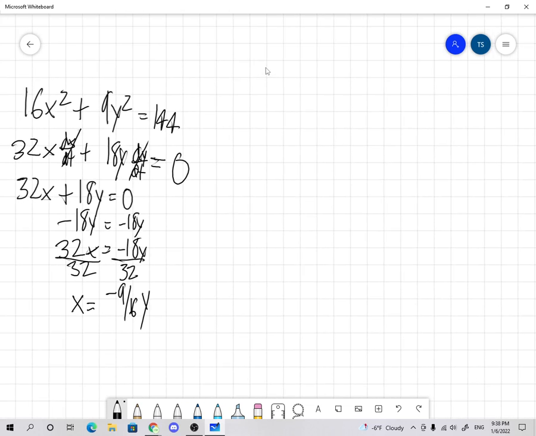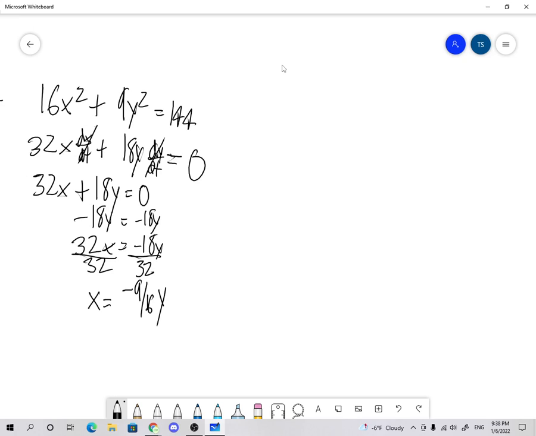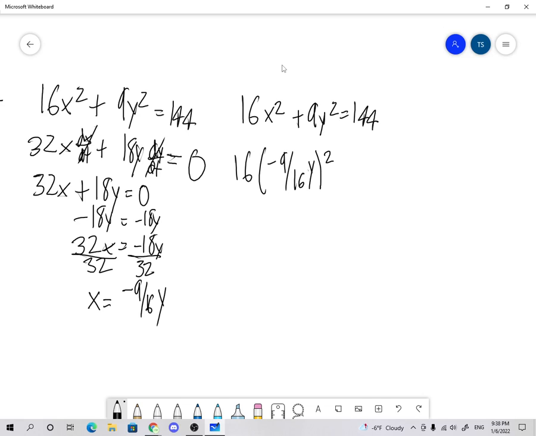Now I'm going to move over here and solve for the y value. I'm going to write out the same equation, but this time I actually know what my x is, so I'm just going to plug that in. I'm going to say 16 times negative 9 over 16 y, squared, plus 9y squared equals 144. Now, you're going to be tempted to multiply in first. Believe me, I was too. But we're not going to multiply. First, we're going to distribute these squares.